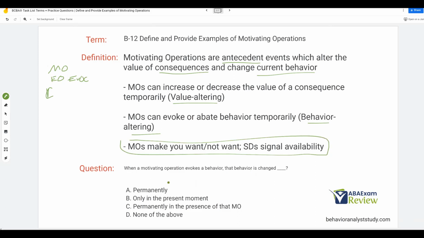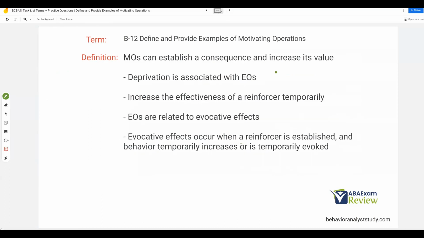SDs signal availability. When a motivating operation evokes a behavior, that behavior is changed A, permanently, B, only in the present moment, C, permanently in the presence of that MO, or D, none of the above. Remember, motivating operations temporarily change behavior. So behavior is only changed in the present moment. It is not a permanent change. We call those function altering effects when behavior is changed permanently.